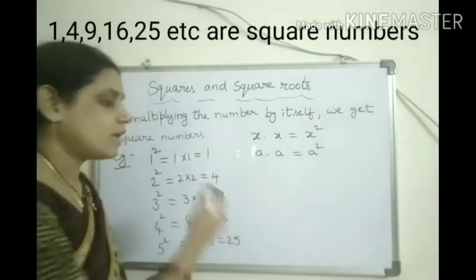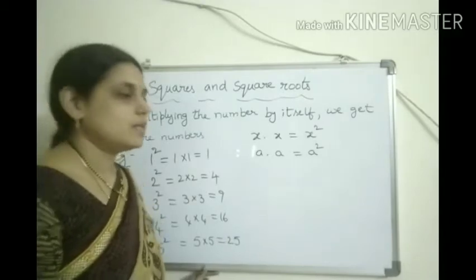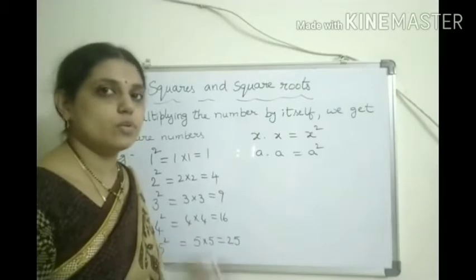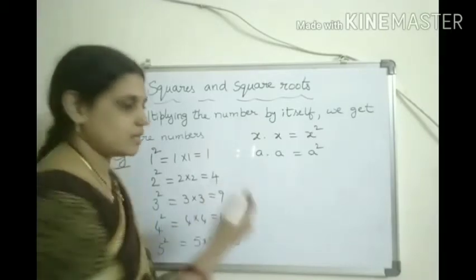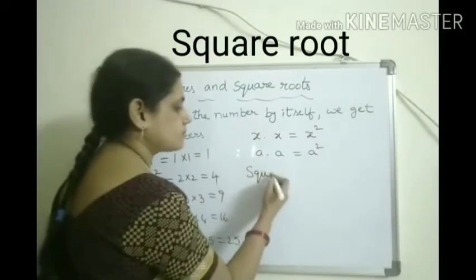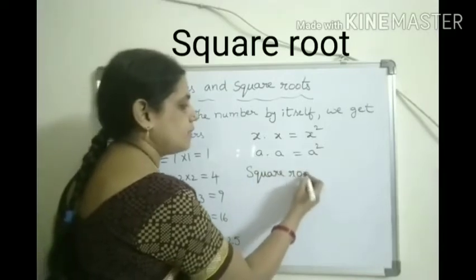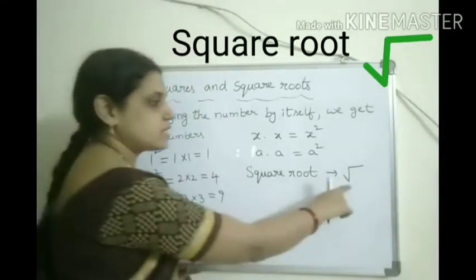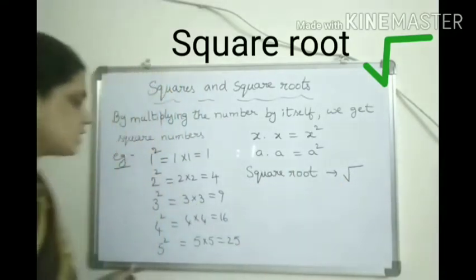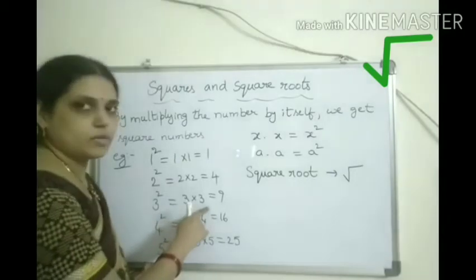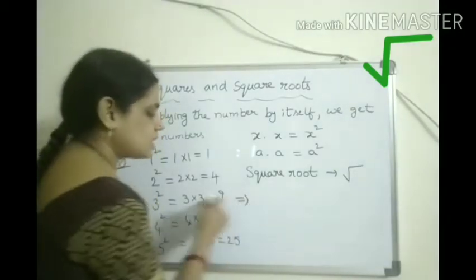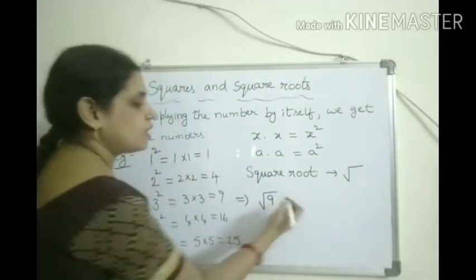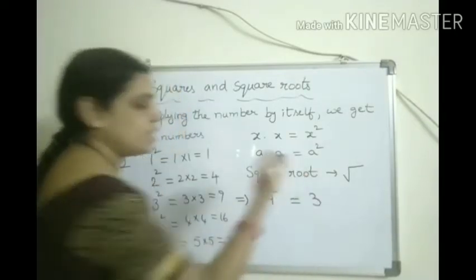Now one more point you have to remember, that is the reverse operation of squaring is square root. The reverse of square is square root. And the symbol for square root is this one. You have to read it as square root. So here 3 square is 3 into 3, 9. The same in reverse, what can we write is root 9 equal to 3.